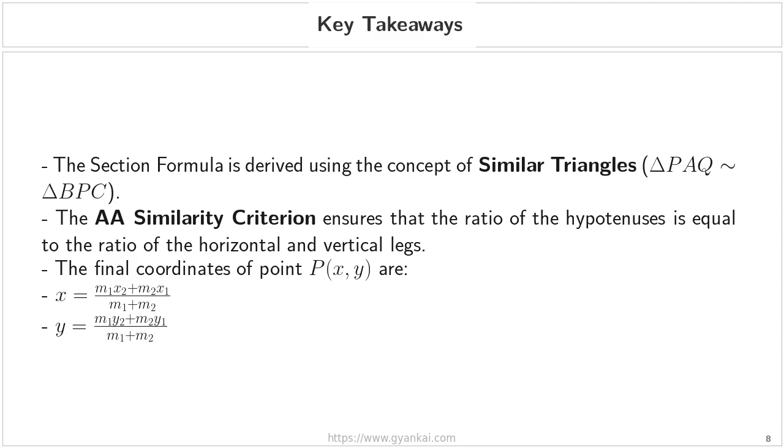First, x equals the quantity m1 times x2 plus m2 times x1, all divided by the quantity m1 plus m2. And second, y equals the quantity m1 times y2 plus m2 times y1, all divided by the quantity m1 plus m2. All right, let's take a moment to recap everything we have just worked through. Now that we have the formula itself, let's look at some common pitfalls to avoid when you start applying this to actual problems.